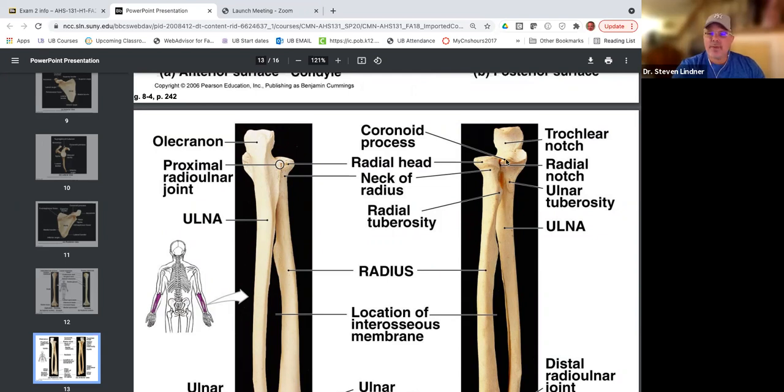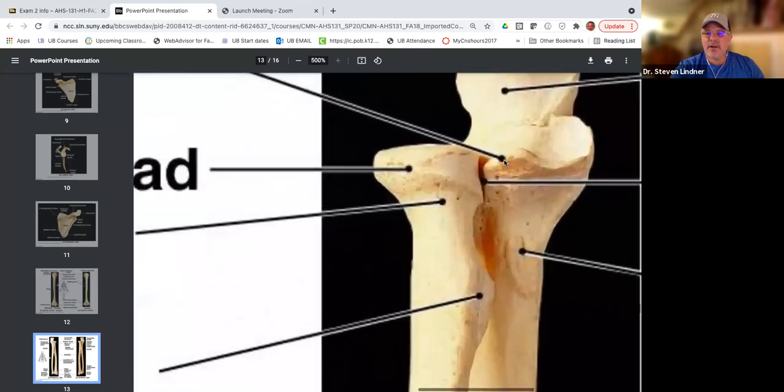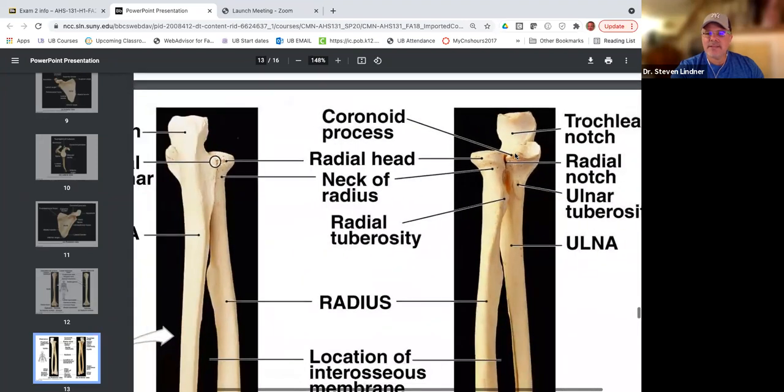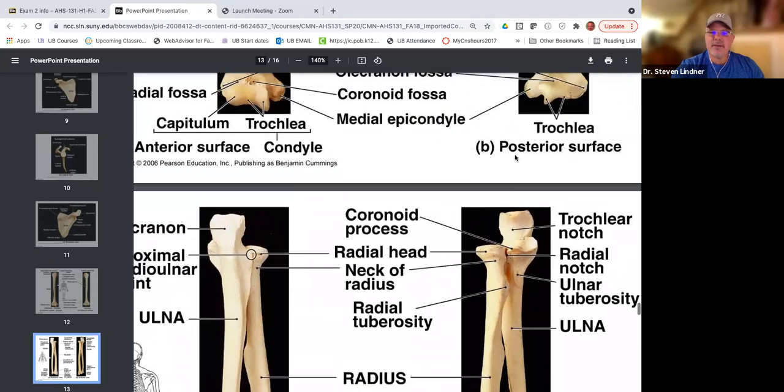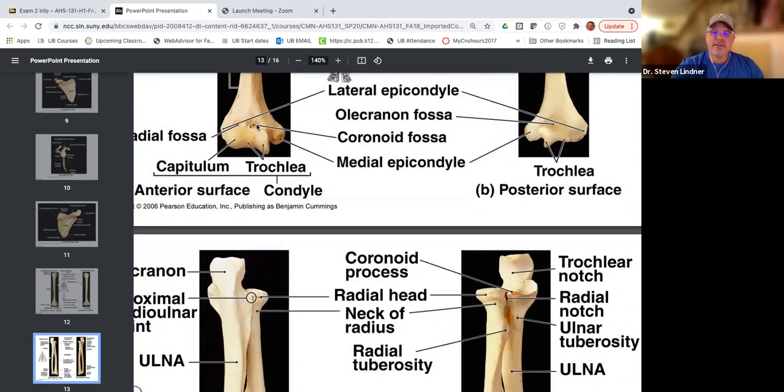You have a coronoid process here. You have an olecranon process here. So the olecranon process we see on the posterior, the coronoid process, that little bump we see on the anterior. And again, the coronoid process is going to fit perfectly into the coronoid fossa, whereas the head of the radius articulates with the radial fossa. The olecranon process fits into the olecranon fossa.